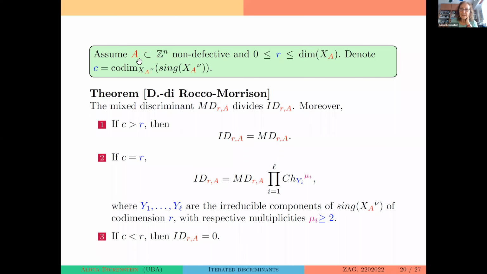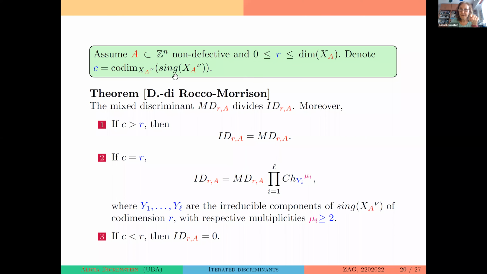Okay, so this is a more precise statement. Again, we fix a support set A, define a number of points, and a number R, which is between 0 and the dimension of this variety. Again, this is the affine dimension of the configuration of points. And we are going to call C the codimension of the singular locus of the dual variety inside the dual variety.